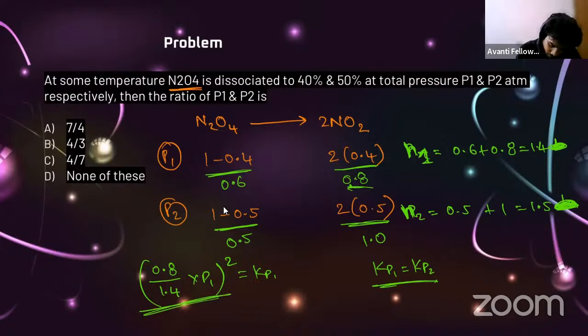Write Kp1 completely first. Kp1 is equal to nothing but 0.6 by 1.4 into P1. This is the reactant term for N2O4. Now, write Kp2 also. Kp2 is equal to how much? Mole fraction is given as 1 by 1.5. This is for the product, right? P2 whole square, 2 moles of NO2 is formed, and the reactant concentration, 0.5 mole is dissociated, the total moles 1.5 into P2. If you see, P2 and P2 is cancelled, 1.5 is cancelled.